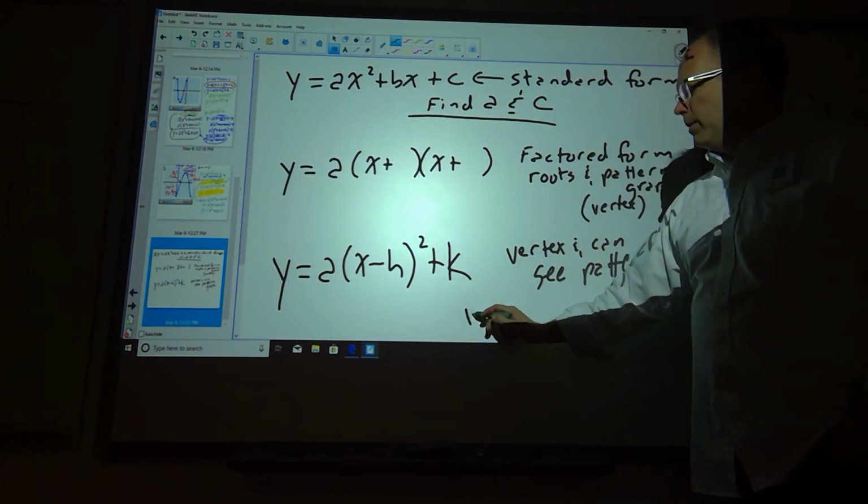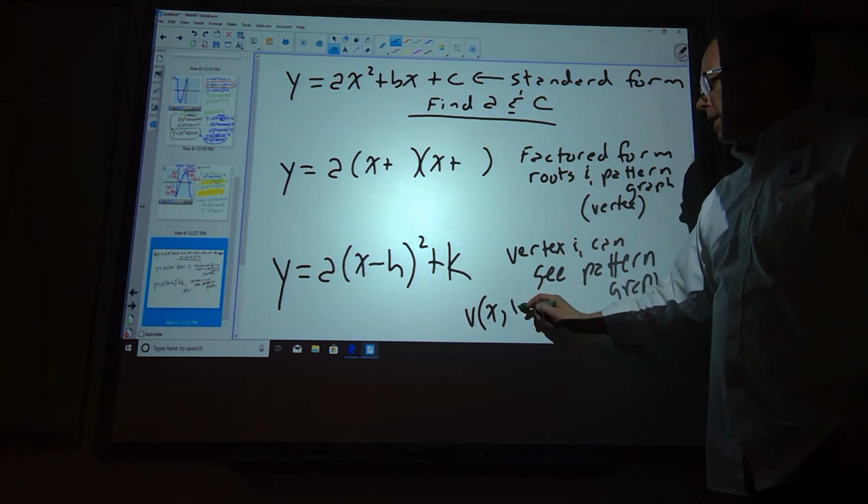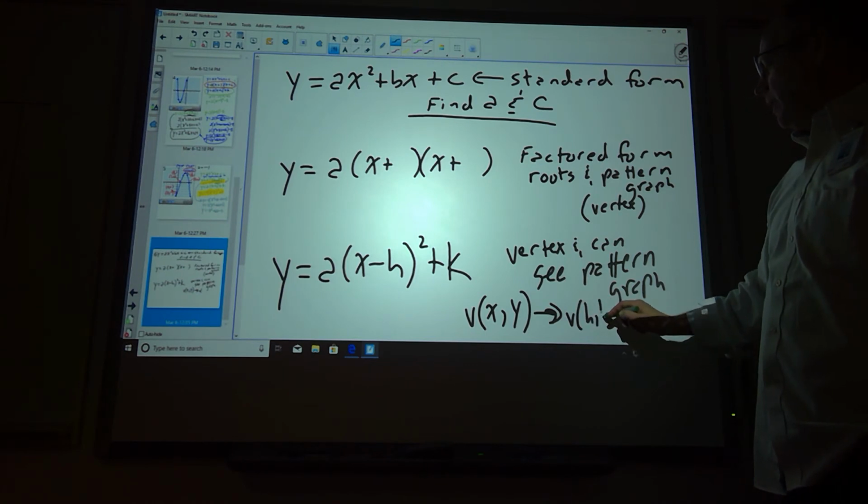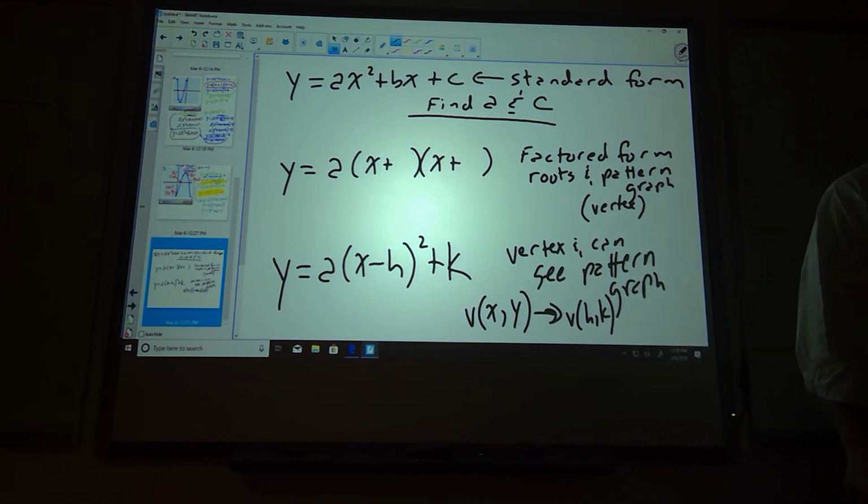So in this one, we have to remember, if I have a vertex that's x comma y, that means that my vertex goes to h comma k. And when we plug back into parentheses, we have to flip-flop our value. So that's kind of the summation of everything. Does that say vertex and can see pattern graph? Yeah, we can see the pattern graph. So we'd have to have a point to the right and the left that we'd be able to count up from it. That's how we'd find the a value.